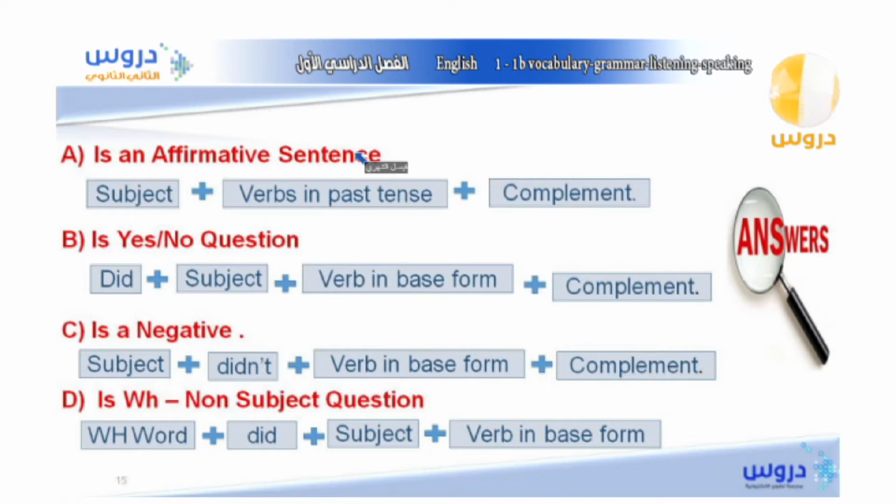Okay? In a negative: subject, did not, verb in the base form, and complements. I did not read your book. Is a WH non-subject question? WH word, did, subject and verb in the base form.